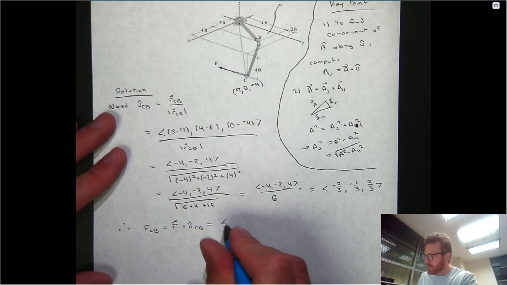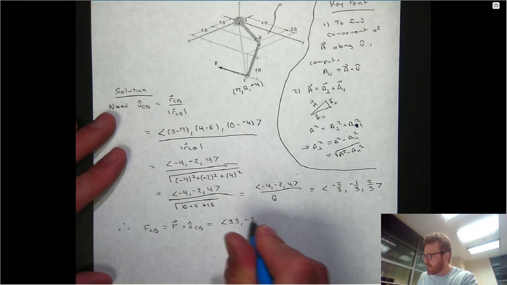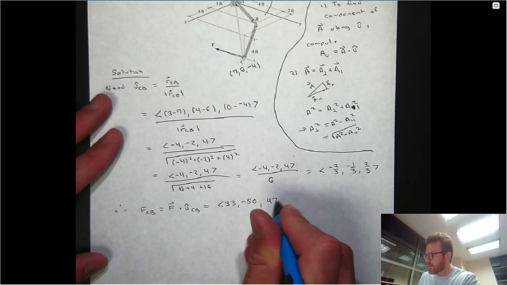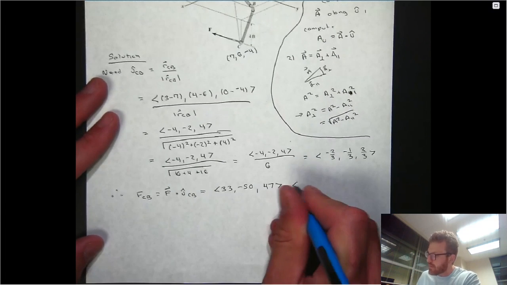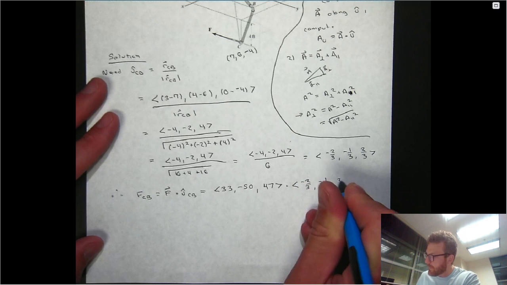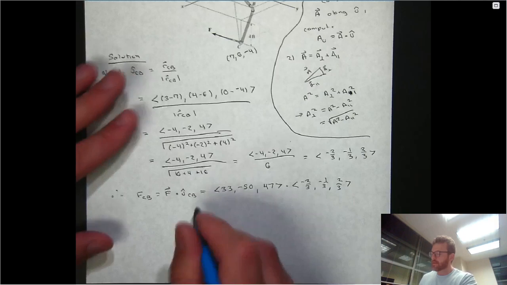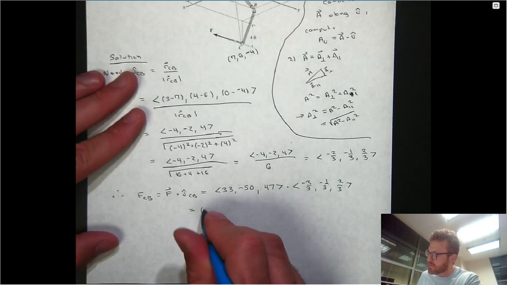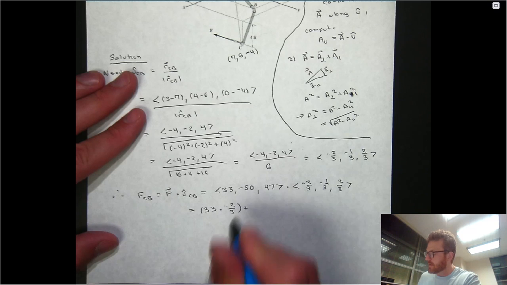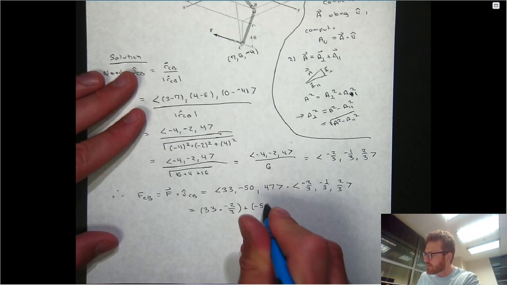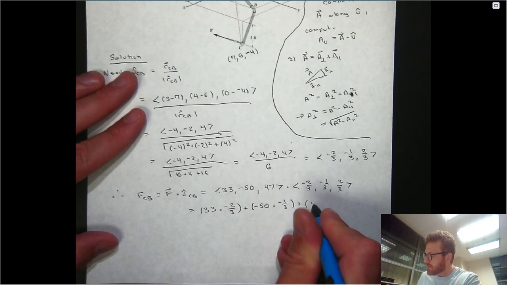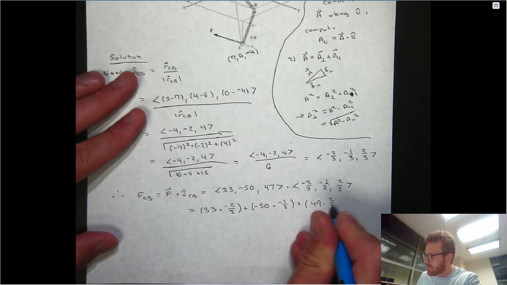F was given to us as having a magnitude of 33 in the x direction, minus 50 in the y direction, and 47 in the z direction. And we want to take that dot product with the unit vector that we just computed. And remember that the dot product is always just the product of the like components added together. So multiply the x components together, get that sum, multiply the y components together, get that sum, and multiply the z components together and get that sum.